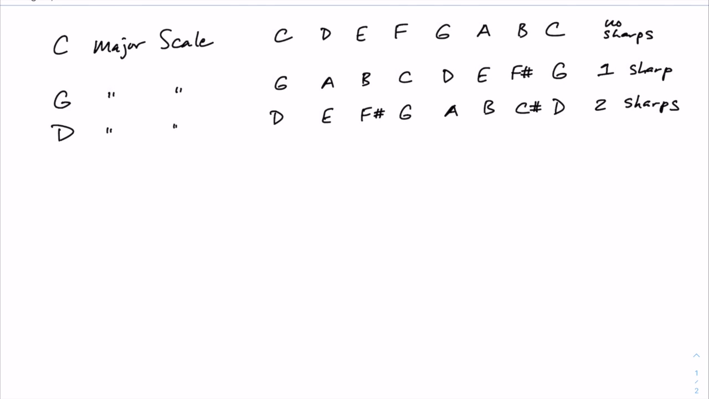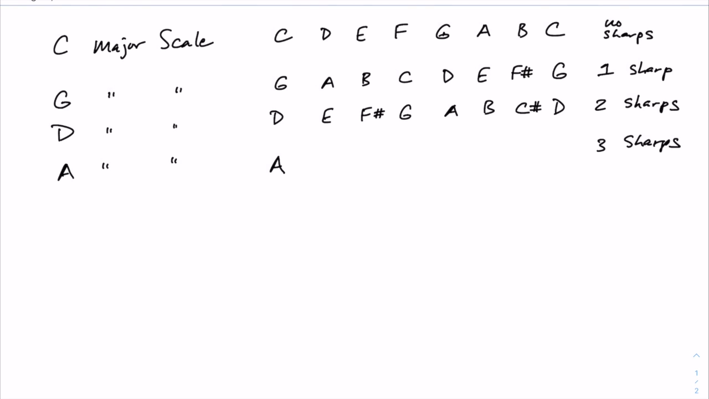Well, time to look for some patterns here. The C major scale had no sharps. And suddenly the G major scale had 1 sharp. Well, I want to point out to you that G is the 5th note of the C major scale. And that's the major scale that then had 1 sharp. But then notice, D is the 5th note of the G major scale, and the D major scale had 2 sharps. If that's the case, is it possible that the next major scale that has 3 sharps would be the A major scale? And the answer is yes.